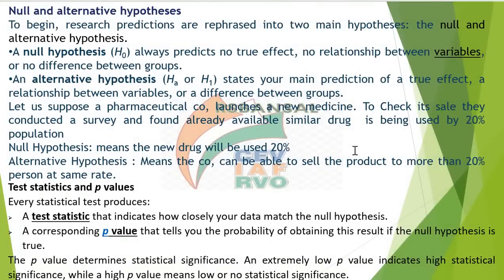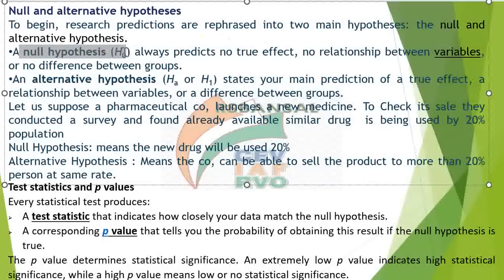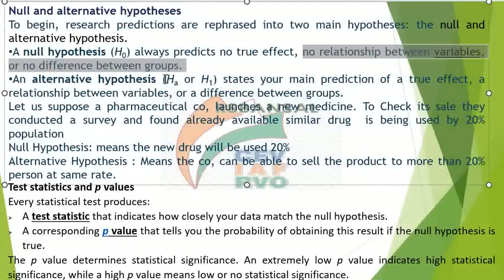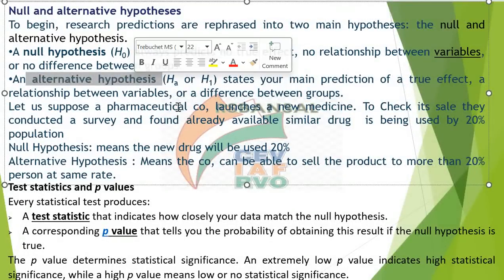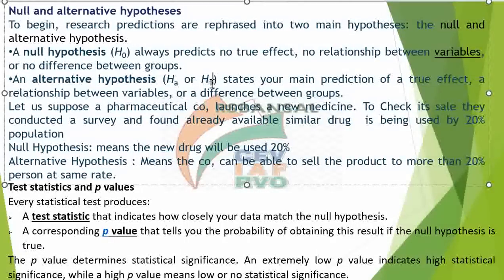So basically, there are two things. One is the null hypothesis and the other one is the alternative hypothesis. Null means zero. First we find a null hypothesis, which is denoted by H0. It always predicts no true effect, no relationship between variables, no difference between the groups. And second is the alternative hypothesis. We denote it with HA or H1.